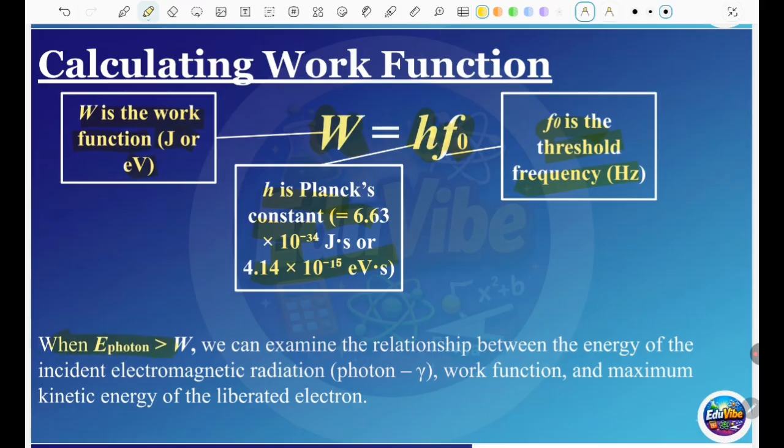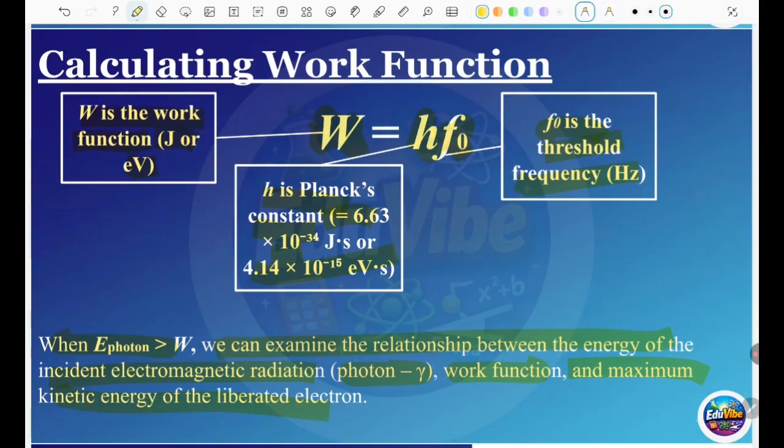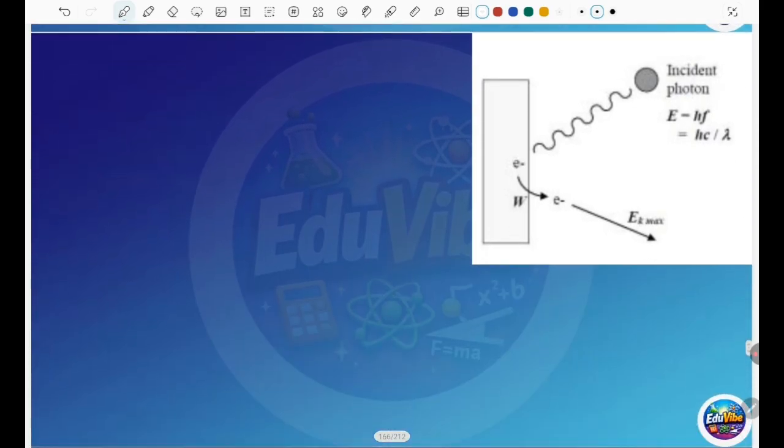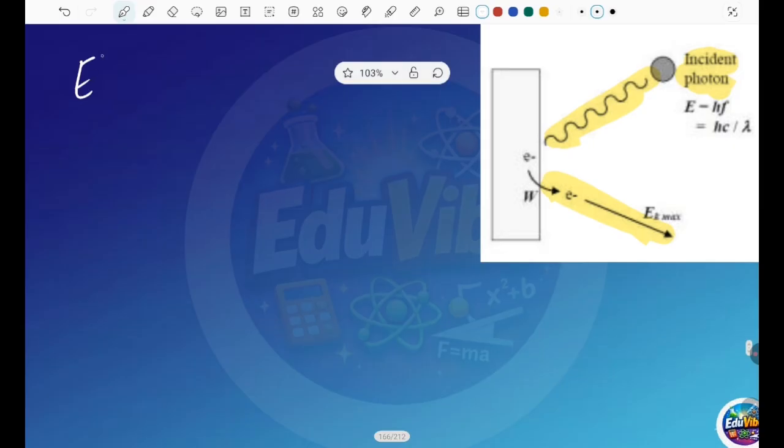When E photon is greater than W, we can examine the relation between the energy of the incident electromagnetic radiation, which is the photon energy, minus the work function, and the maximum kinetic energy of the liberated electron. This is the main thing here. We have a diagram: the incident photon goes in, and the electron gains some kinetic energy and moves off on a different path. For this you have to know some formulas.